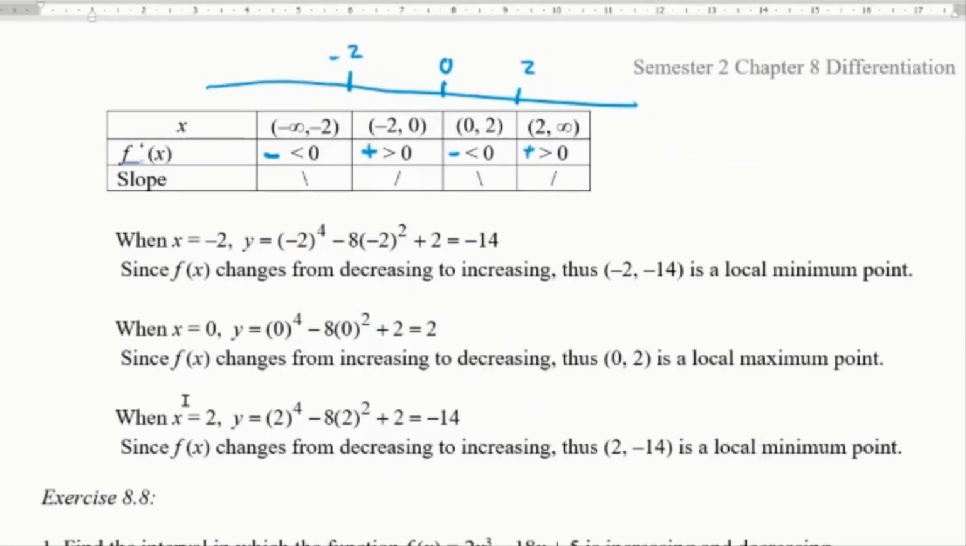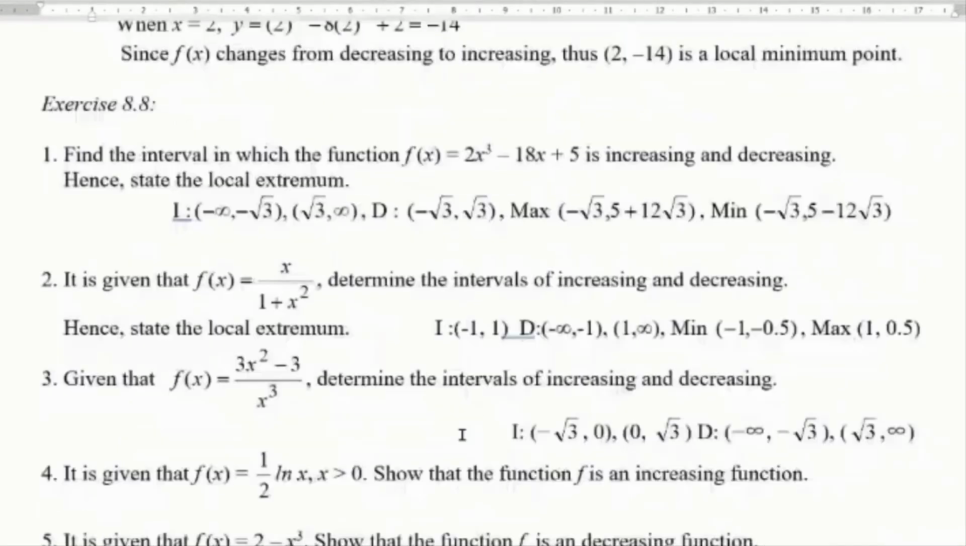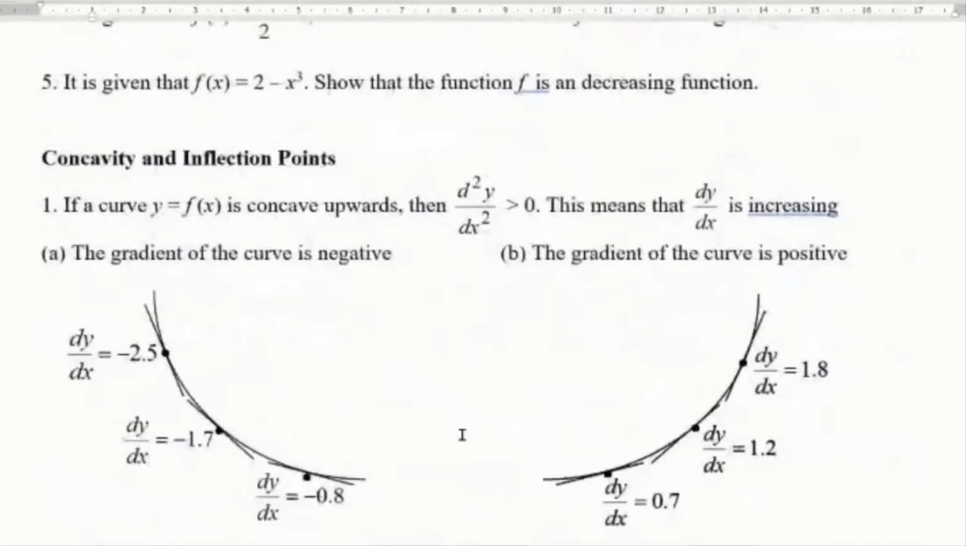Okay, same thing, go to x equal to 2. First you calculate the y, then you look at the change of the function. All right, x equals 2. After that, you give the reason. Since the function changed from decreasing to increasing, that is a minimum. That's it. Now we continue.